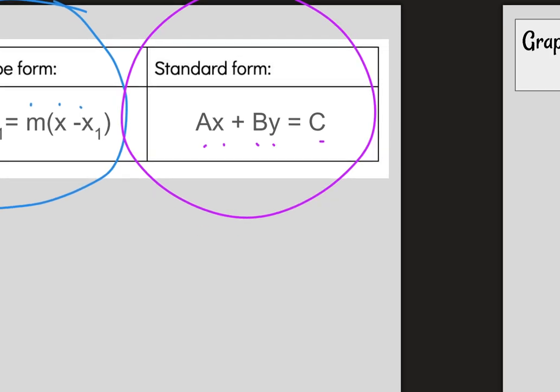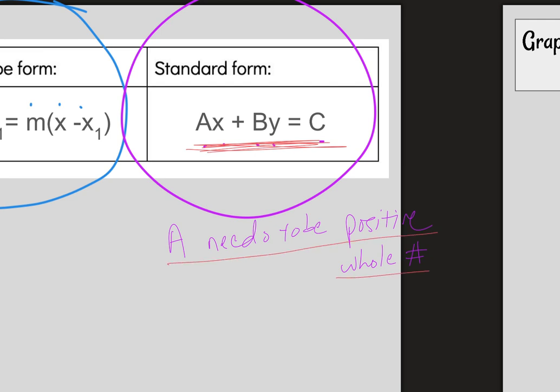Well, first of all, A needs to be positive and a whole number. Like, this is almost just like rules. Hey, listen, in order for you to qualify for standard form, this is like rule number 1. And then rule number 2 is that B and C should also be whole numbers.